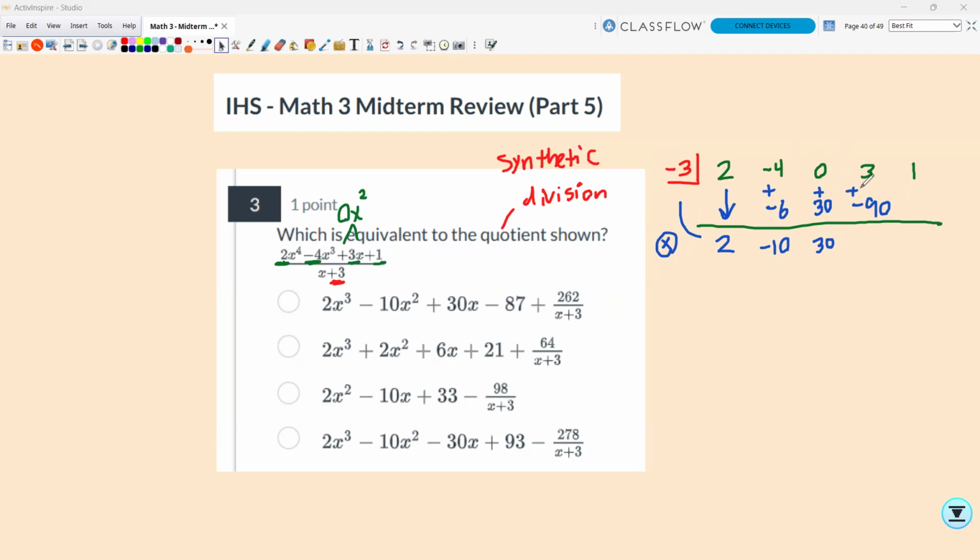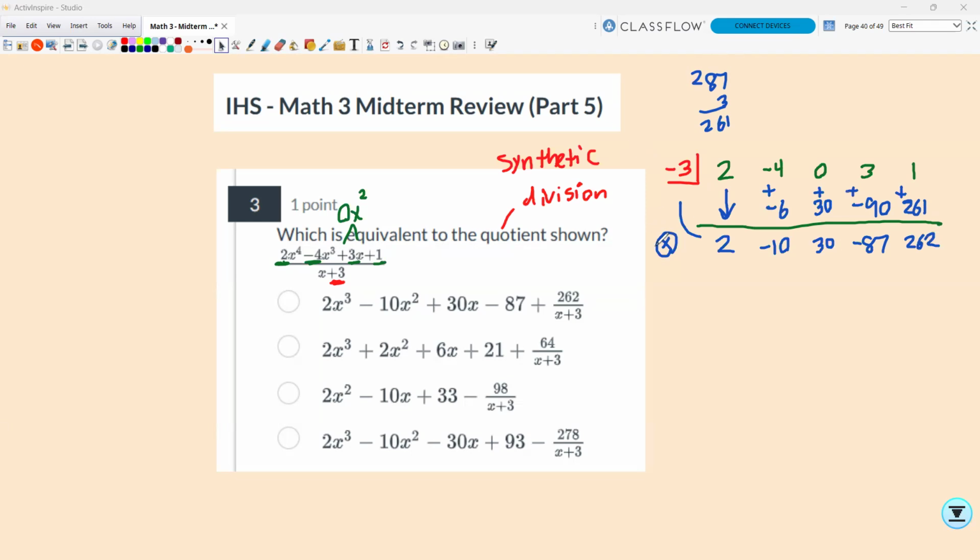3 plus negative 90 is actually negative 87. 87 times 3, let's see, 87 times 3, 1, 21, 24, 261. Okay, 261. So that's going to be positive since they're both negative. And then these will add to 262.